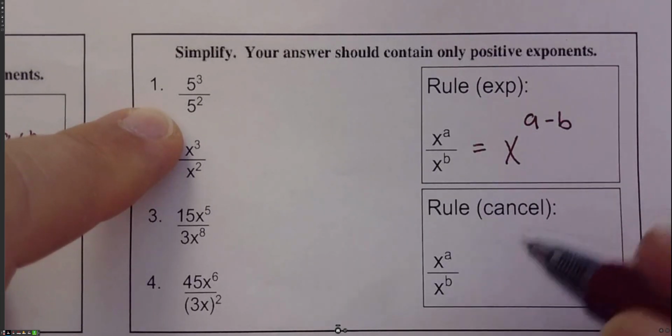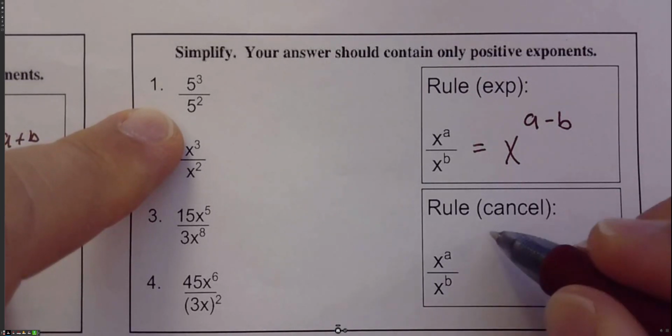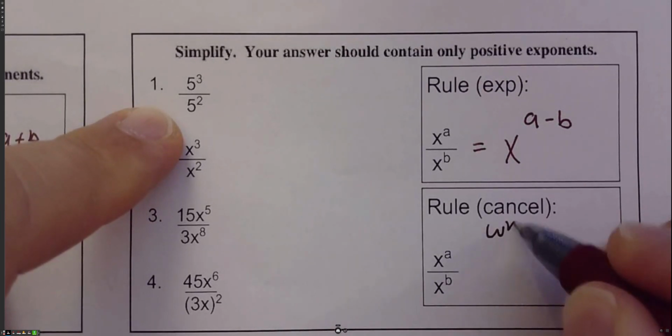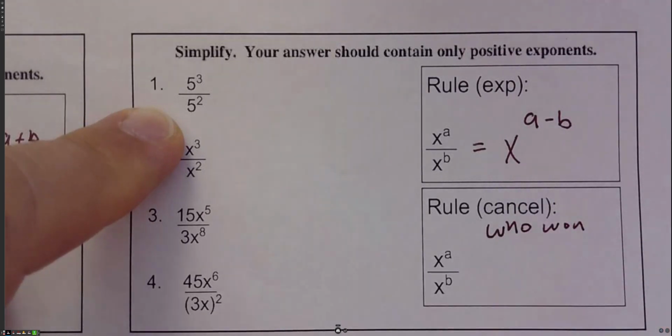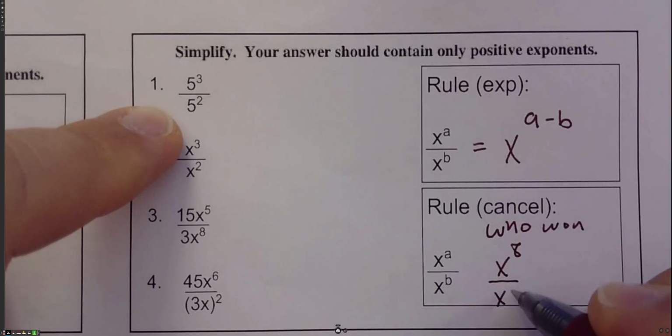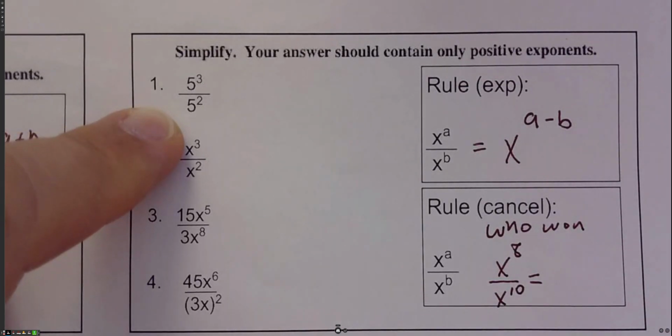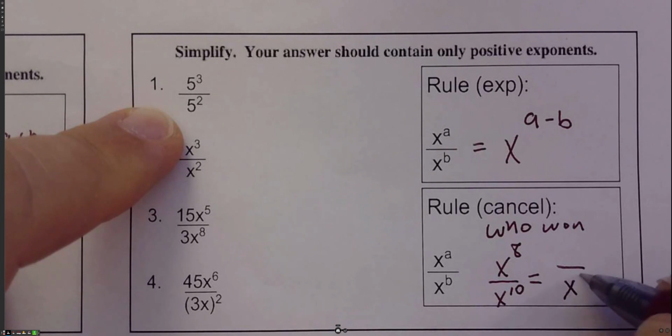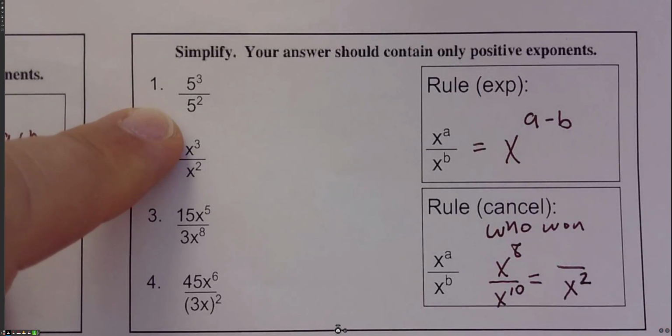The cancel method almost makes more sense. I always say, who won? It makes more sense if I give you an example, like 8 and say 10. 10 wins by how much? 2. So that means there's going to be 2 left on the bottom. If everything divides out, what are we left with? 1. So the bottom one.